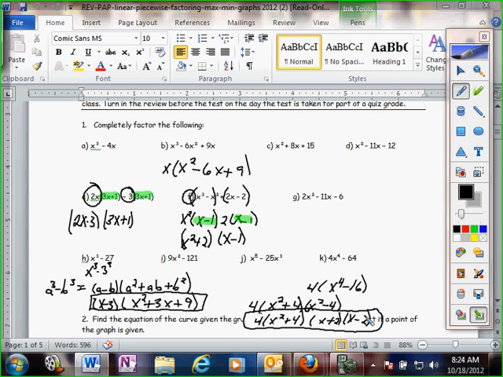So that's a quick review on factoring. We've done a lot of factoring in the last couple of weeks. You should be ready on factoring.